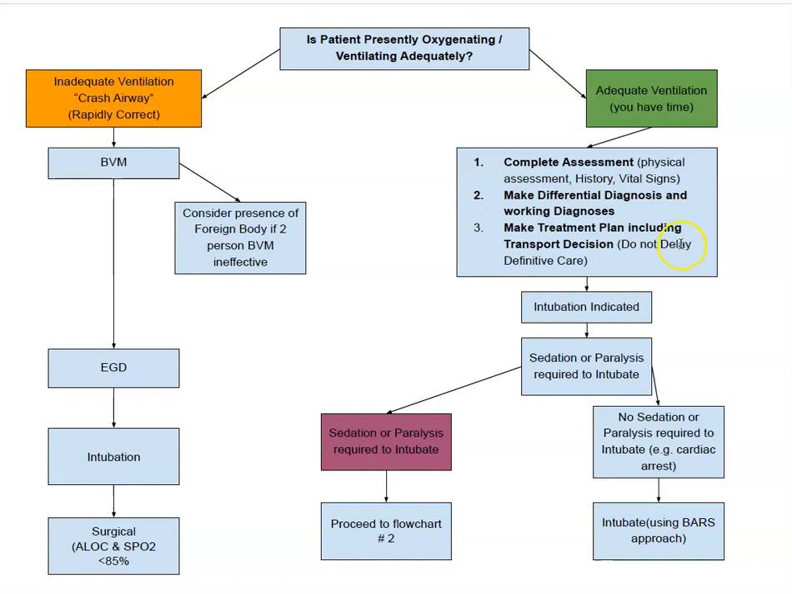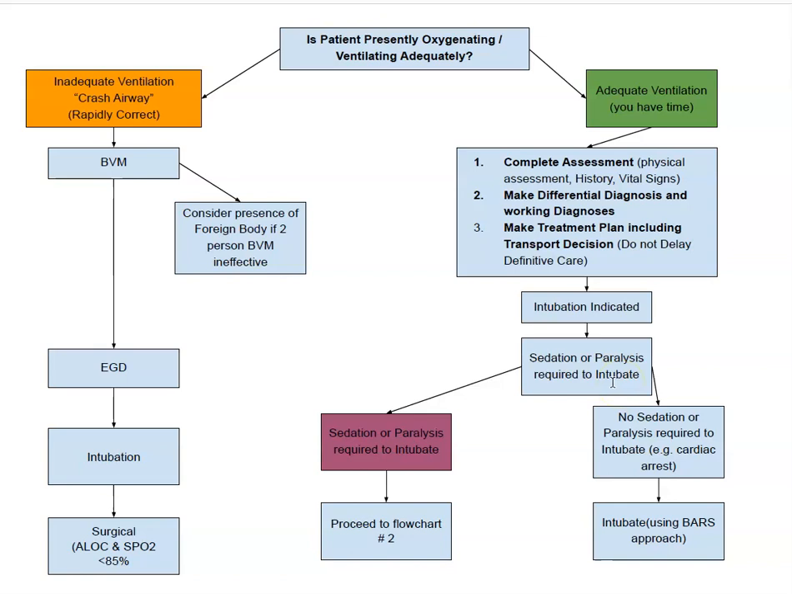So after you've completed those things, if you've completed the assessment, made your differential diagnosis, and decided that it now is the appropriate time in your treatment plan, and that it doesn't delay definitive care, that now is the time to intubate, then you'll ask yourself, do I need sedation or paralysis as required?